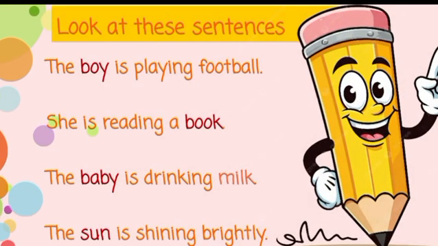Look here, we have some sentences. The boy is playing football. She is reading a book. The baby is drinking milk. The sun is shining brightly. Here, boy, book, baby, sun. These are countable nouns.